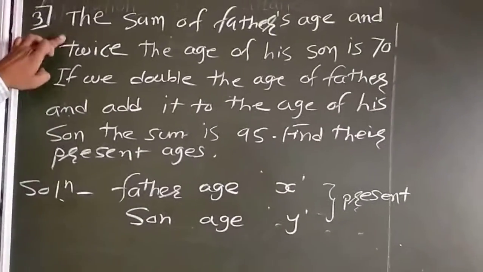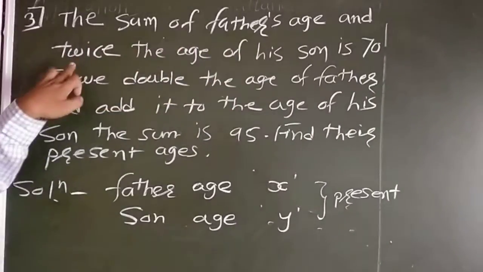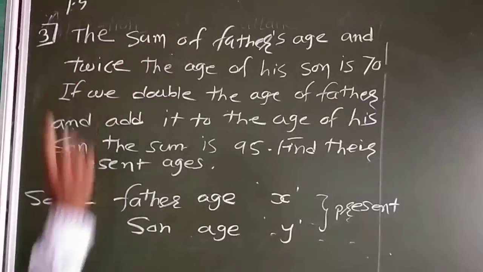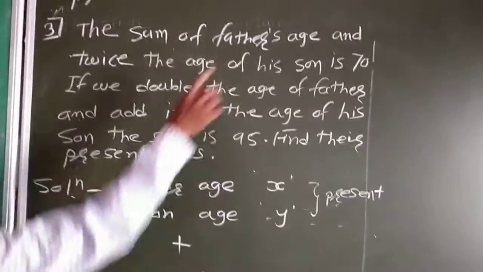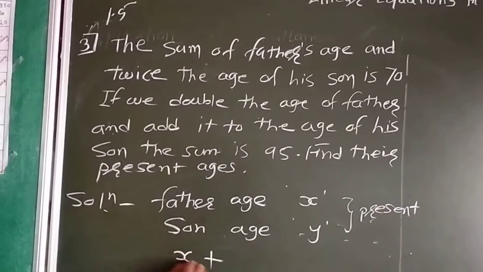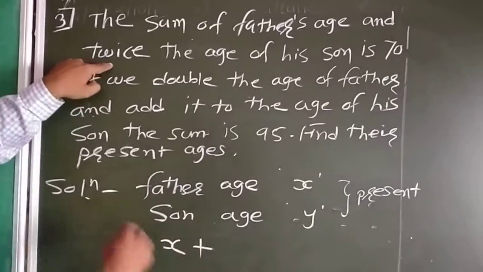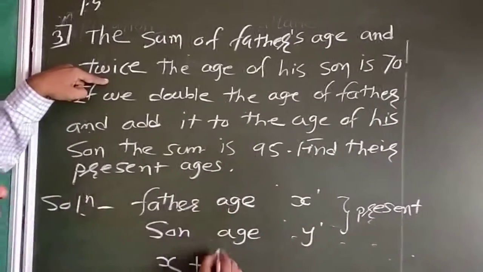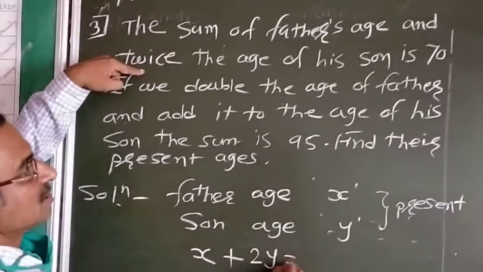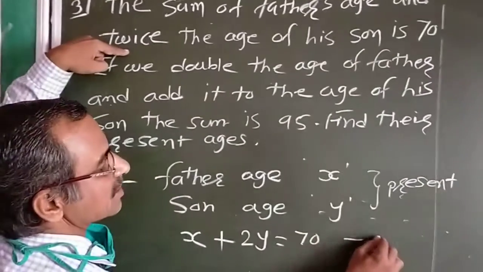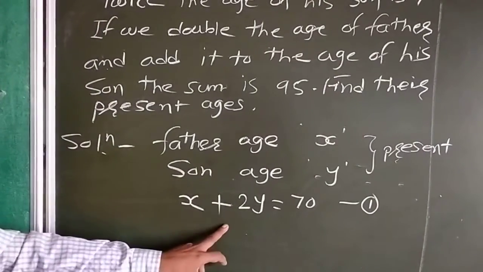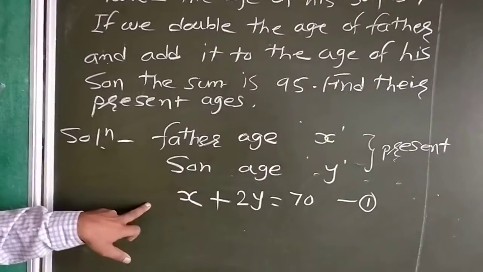First sentence: the sum of the father's age and twice the age of the son. The sum is the addition. The father's age is x, and twice the son's age means 2y. The sum is 70, which means x plus 2y is equal to 70. We got the first equation.